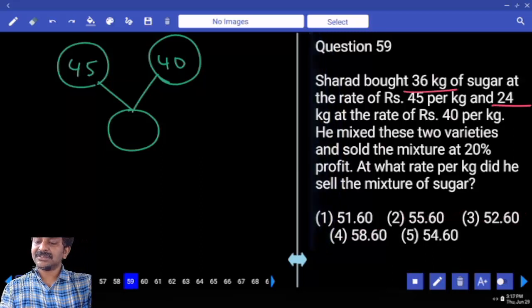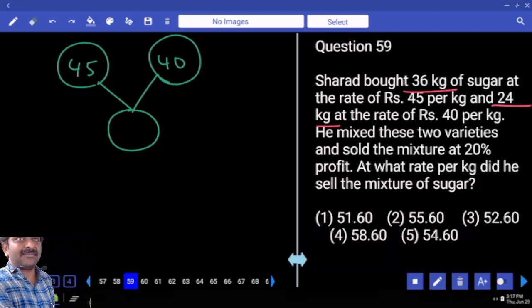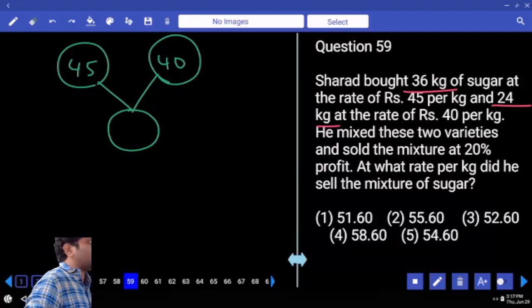36 kgs, 24 kgs. మీ కళ్ళకు అలా కనపడిందా? 12 3s, 12 2s గా కనపడలేదా? They are mixed in what respective ratio? 3:2. kgs కదమ్మా. Am I right? Quantity of first variety 36, quantity of second variety 24. That means they are mixed in 3:2 ratio only.